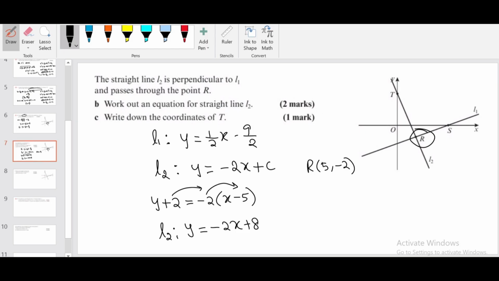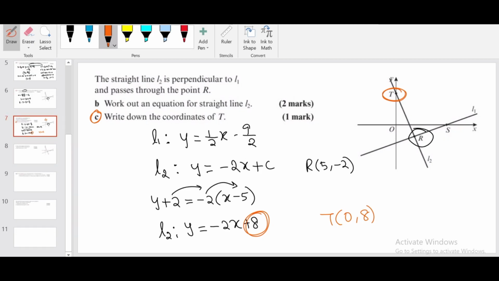Part C says write down the coordinates of T. T is the y-intercept of L2. The y-intercept is this. So T is 0, 8. That's all. So part C is over.